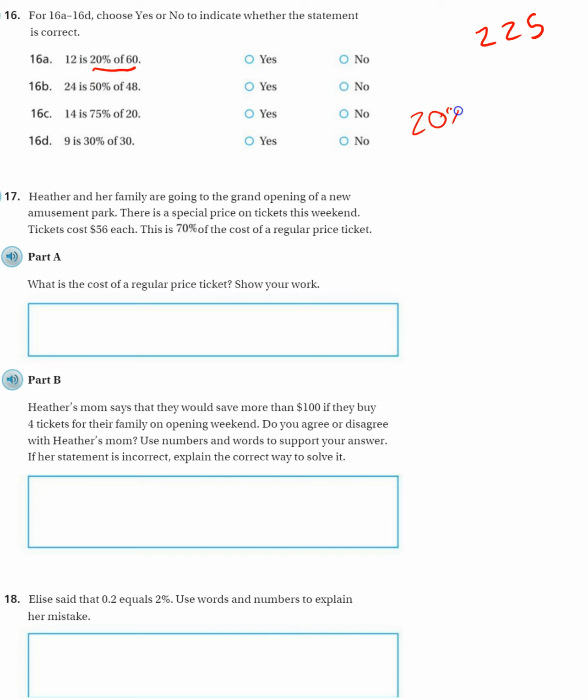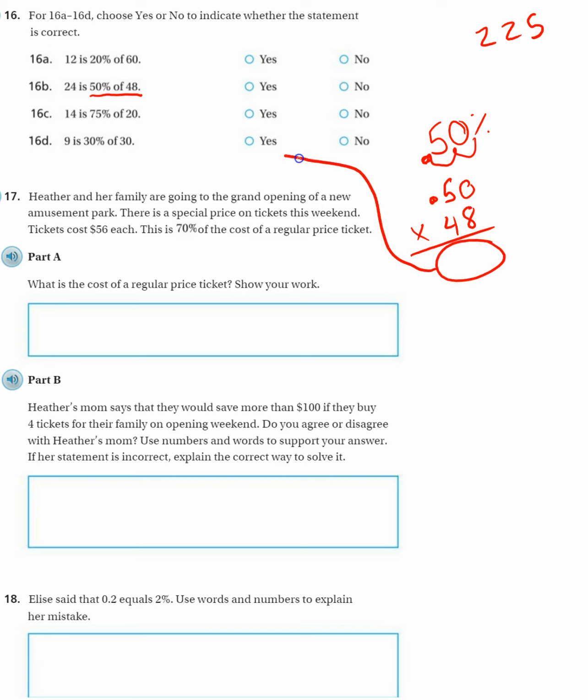Okay, same thing here. 50% of 48, we're checking to see if it's 24. So I change 50% to a decimal. Move my decimal over twice. Becomes 0.50. Multiply that by 48. And then I'm checking, is this number 24? If it is, I bubble in yes. If this number is not 24, I bubble in no.